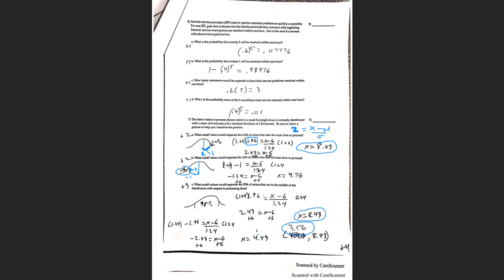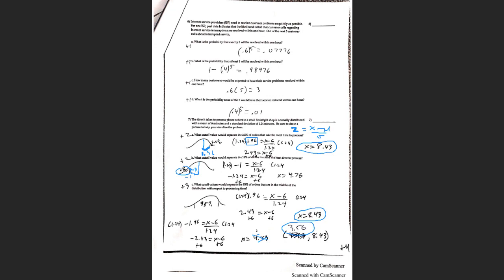Somebody have their calculator handy? Could they take -1.96 times 1.24, and do you get -2.43? I think that's correct. And then if you add 6, you're going to get 3.56, I think. So I think that is the correct answer, not that one. So 95% of the phone calls last between 3.56 minutes and 8.43 minutes. So we could now start talking about, if I had a phone call that was less than that or more than that, those would be extreme.